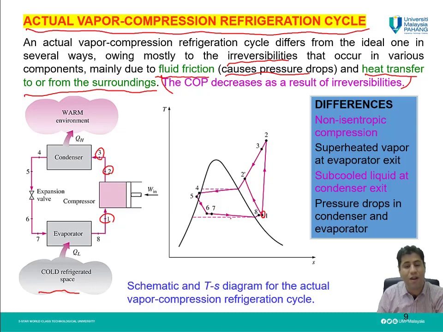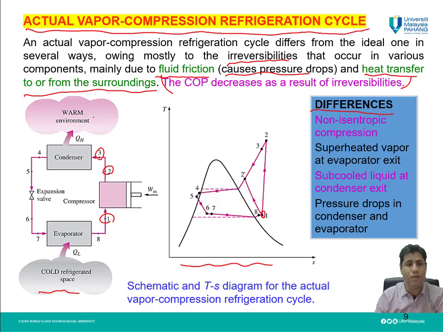The temperature drops, even in the condenser and even in the evaporator, actually. So they are not constant temperature processes anymore. This cycle is an actual vapor compression refrigeration cycle, which will cause a decrease in the COP of the refrigerator.